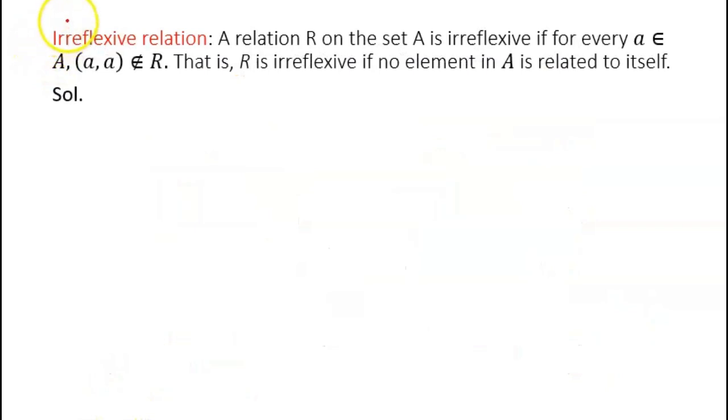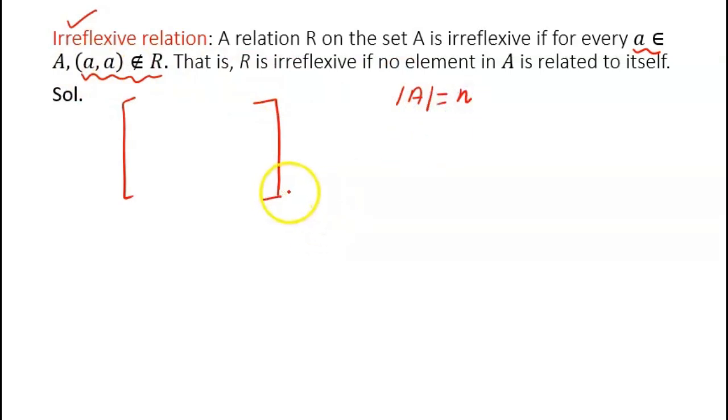Now let us count the number of irreflexive relations, and here again we are going to use the idea of a matrix. As you can see from the definition, a relation is said to be irreflexive if a comma a is not present in R. That should be true for all elements in the set A. So suppose again I take the number of elements in set A to be n. If I represent the relation on a set with n elements, its matrix representation will be an n cross n matrix, and the total number of elements will be n square, right?